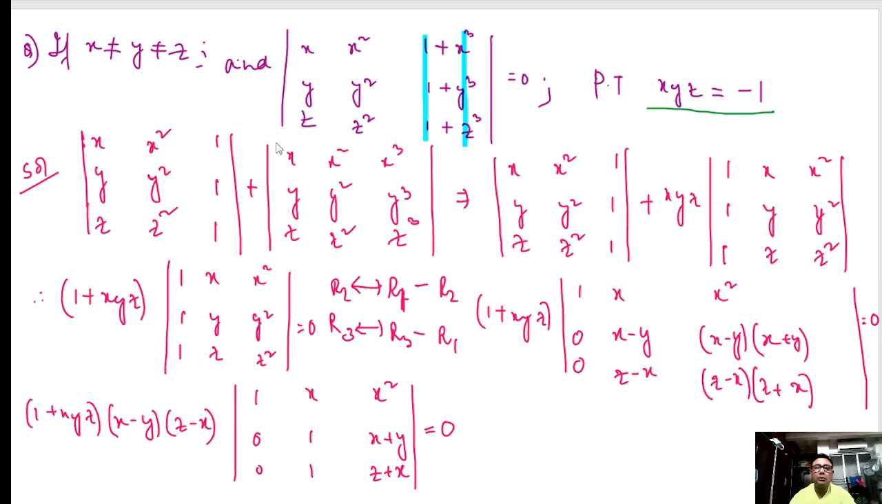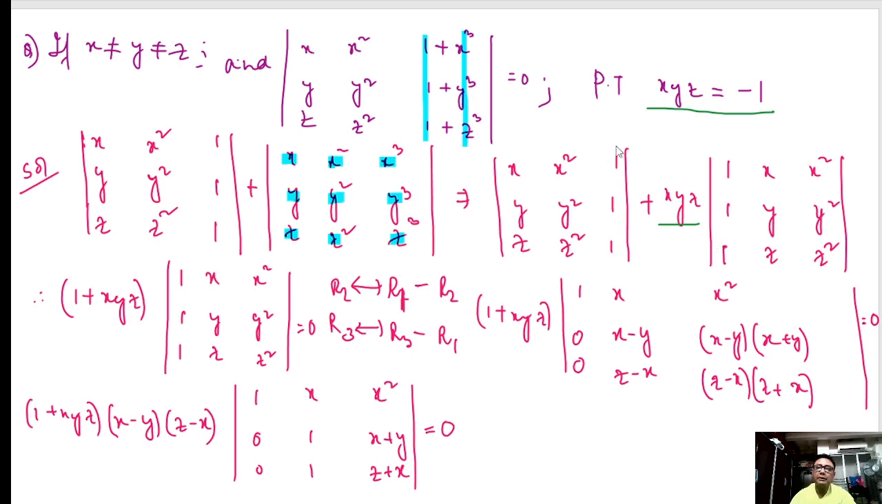Now from the second determinant, you can see that we can easily take x common from the first row, y common from the second row, z common from the third row. So here it is. Okay, so now you can see that if I take common, then this is the determinant which it becomes. Clear?